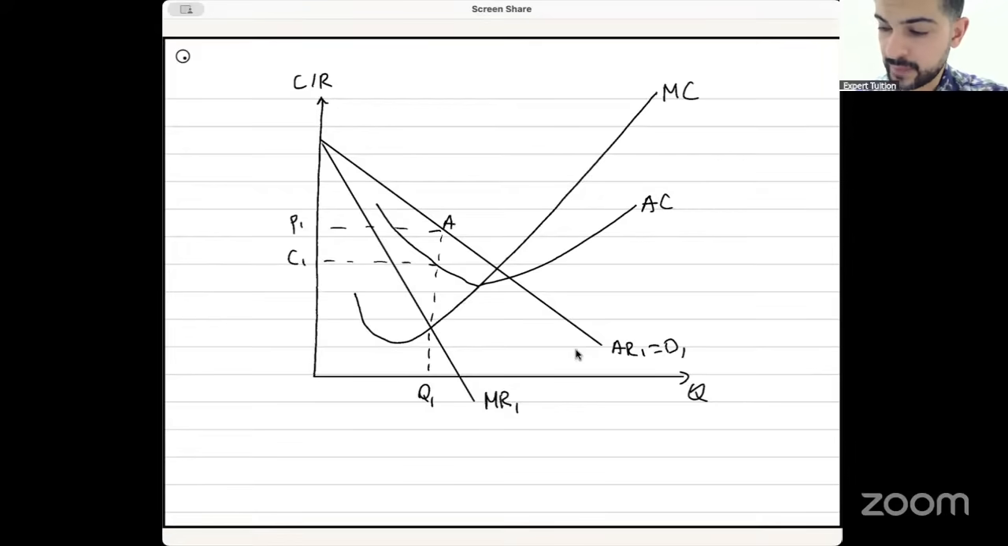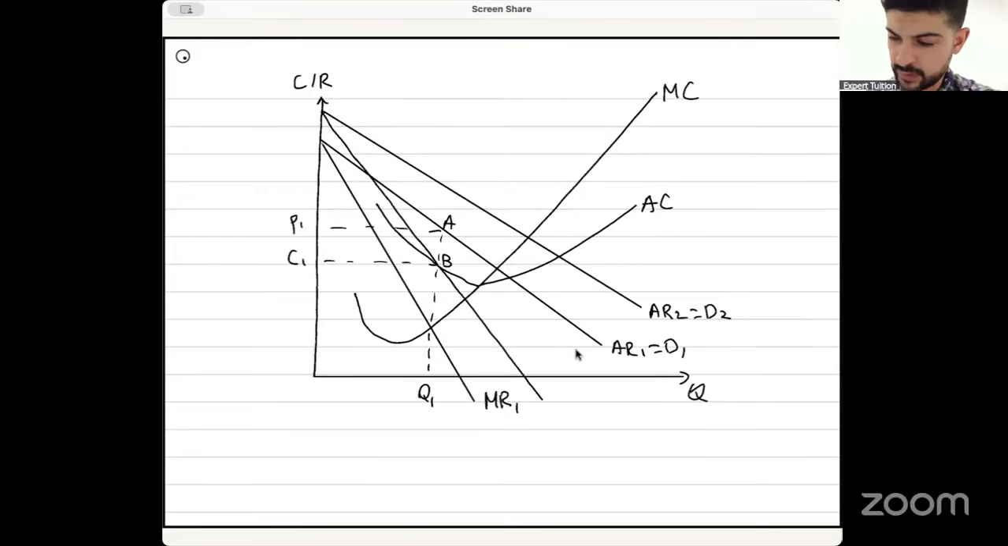Okay. And we just said, hey, look, there are more people coming to the economy. So if there's more people visiting Bolivia, there'll be an outward shift of AR and MR. So let's shift it outwards. Okay, this is AR2 equals D2. And here is MR2. Yeah?